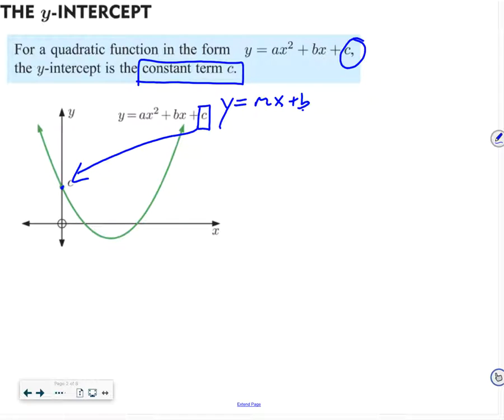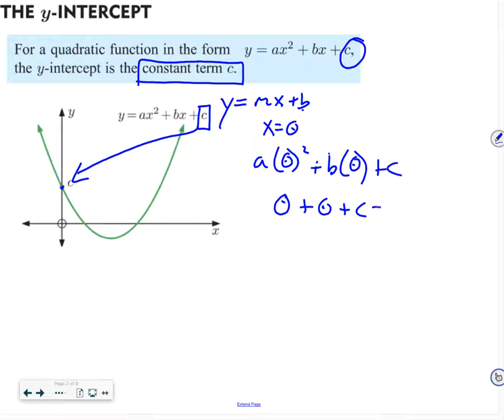We know this is true because if we evaluate our function when x is equal to 0 for our y-intercept, we get a times 0 squared plus b times 0. No matter what a and b are, when you multiply them by 0, you get 0 plus 0, plus c. And 0 plus 0 plus c is equal to c, and that's our proof why it must be c for our y-intercept. Okay?